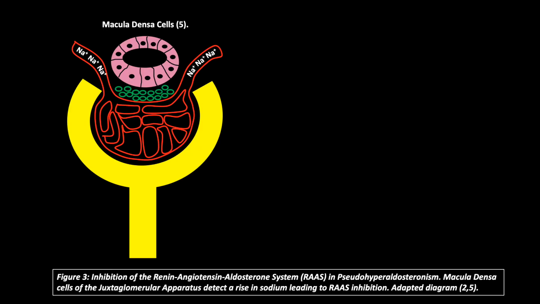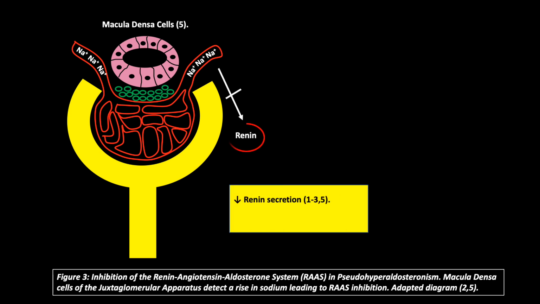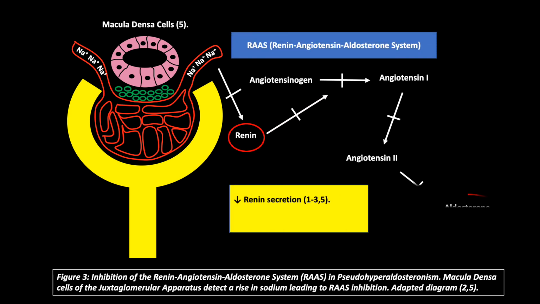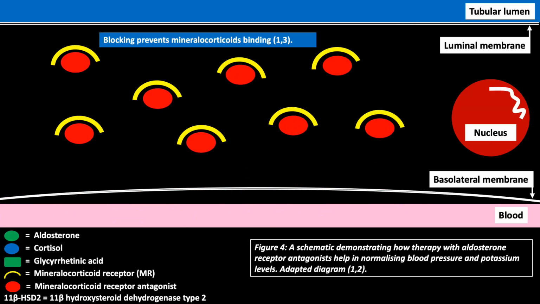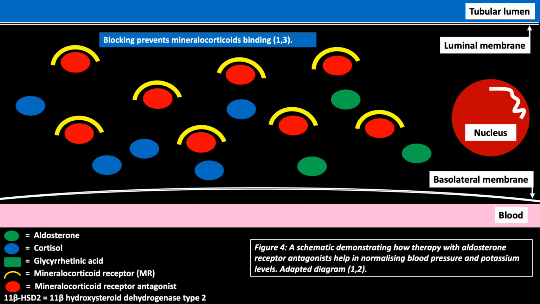Macula densa cells of the juxtaglomerular apparatus detect the plasma sodium increase, which suppresses the RAS. This leads to low renin and low aldosterone levels. Mineralocorticoid antagonists have been used as a common treatment to normalize blood pressure, whereby they block the receptor sites and prevent aldosterone and cortisol from binding.